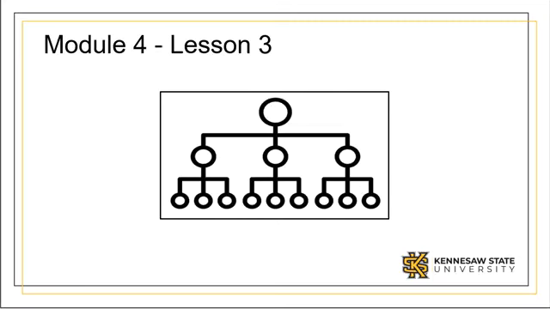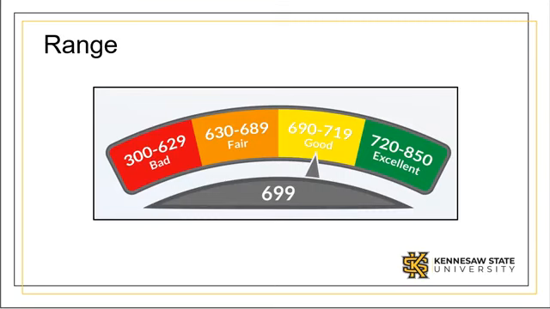In addition to understanding where the data is concentrated, we also need to understand how spread out or dispersed the data is. The range of a data set is the difference between the largest and smallest values. Range is very sensitive to extreme values.